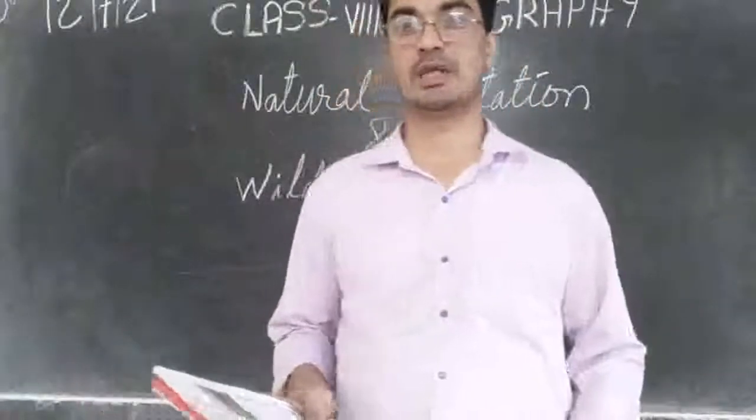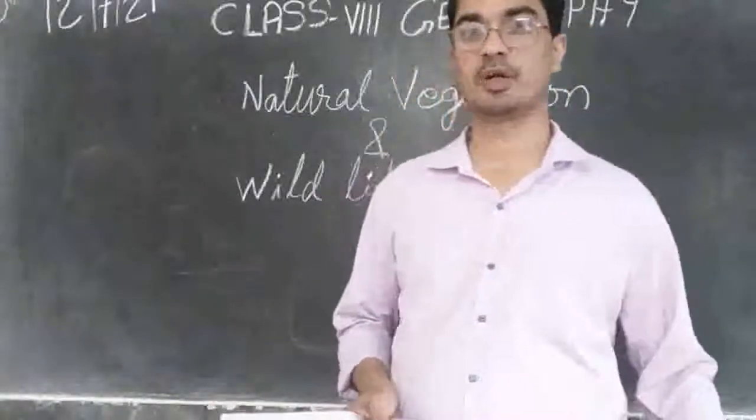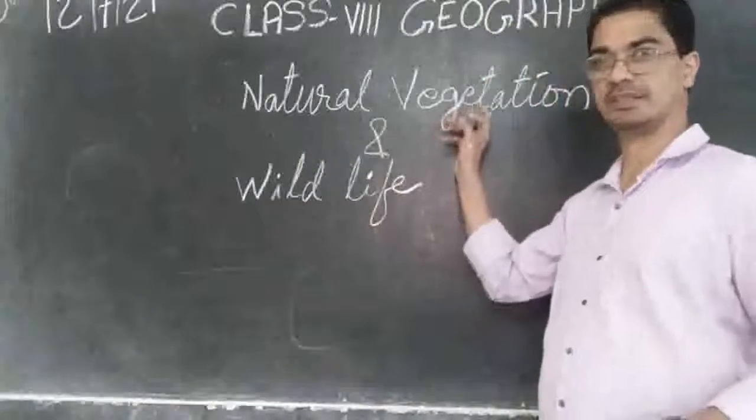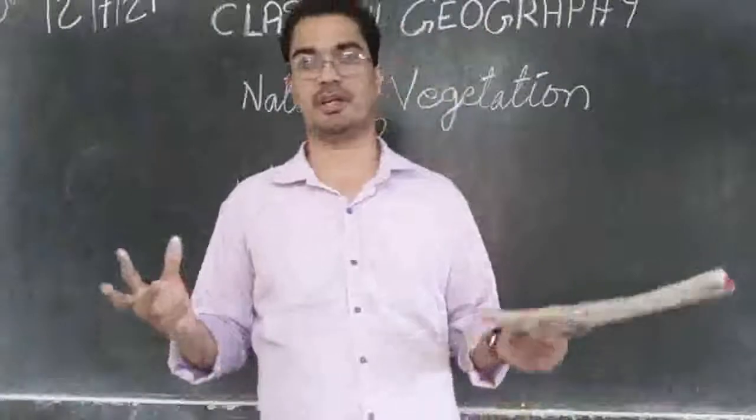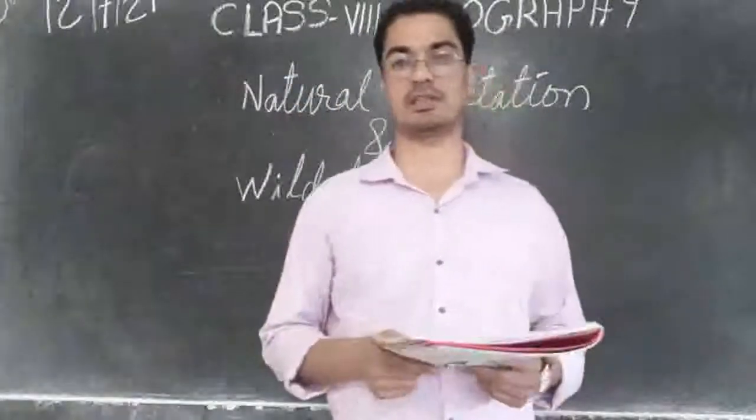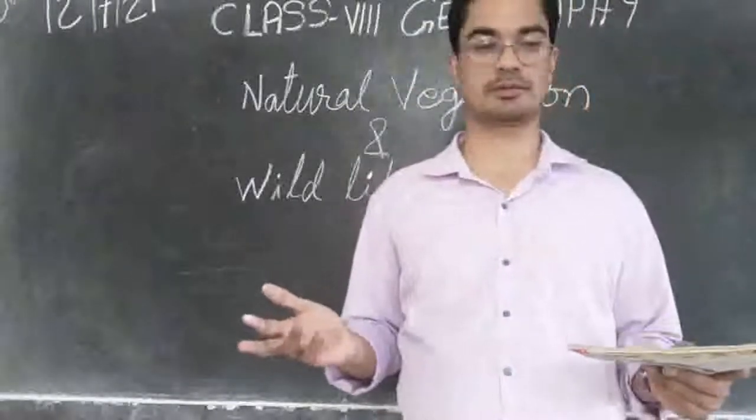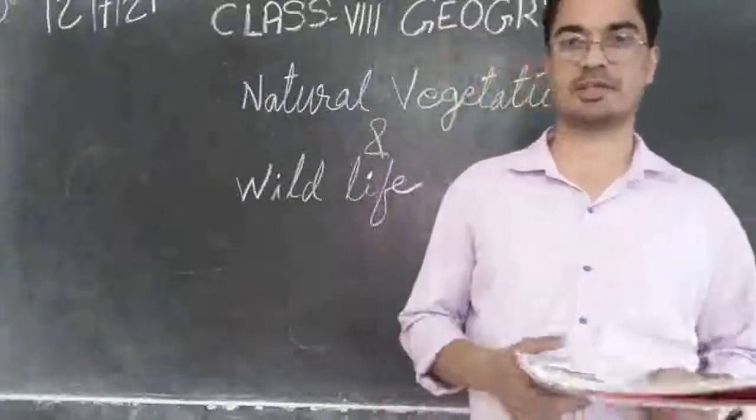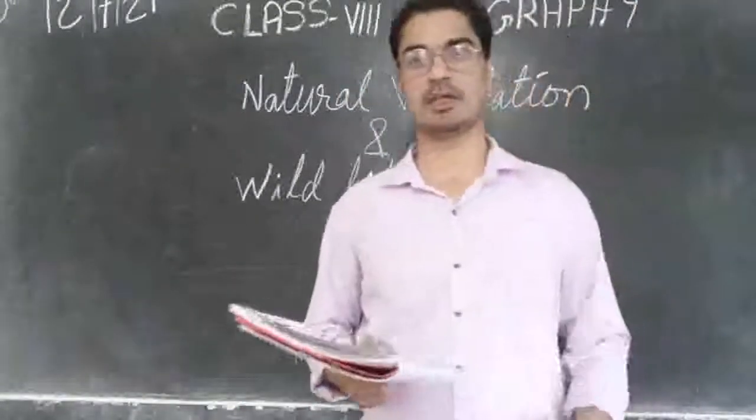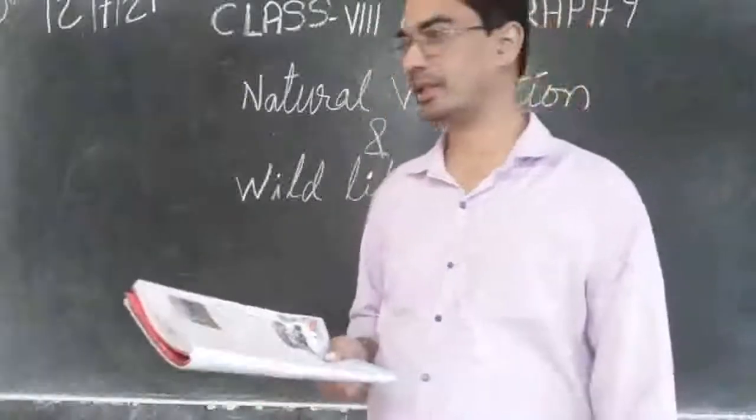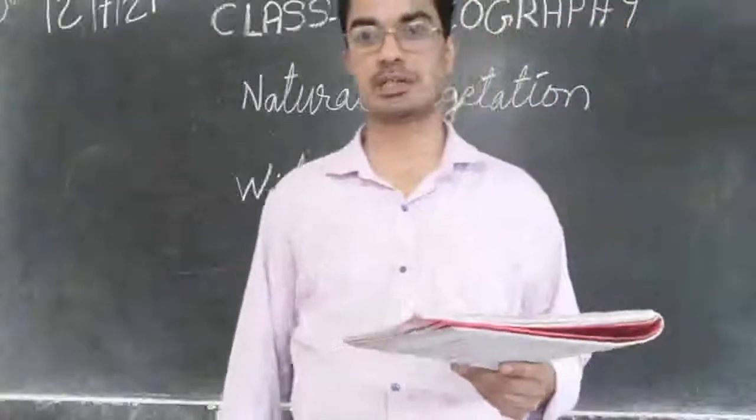Let us learn a new topic today, and it is about natural vegetation and wildlife. Natural vegetation means the trees and plants that are growing on this earth. Wildlife means the wild animals that are growing mostly in the forest. So both the forest as well as the animals that are growing there, we shall study under the same topic. You can follow in your textbook page number 17.